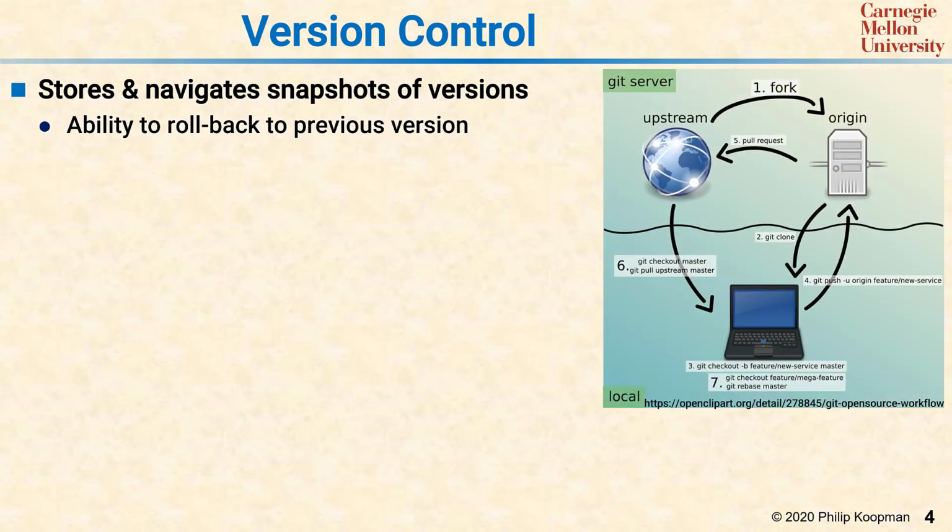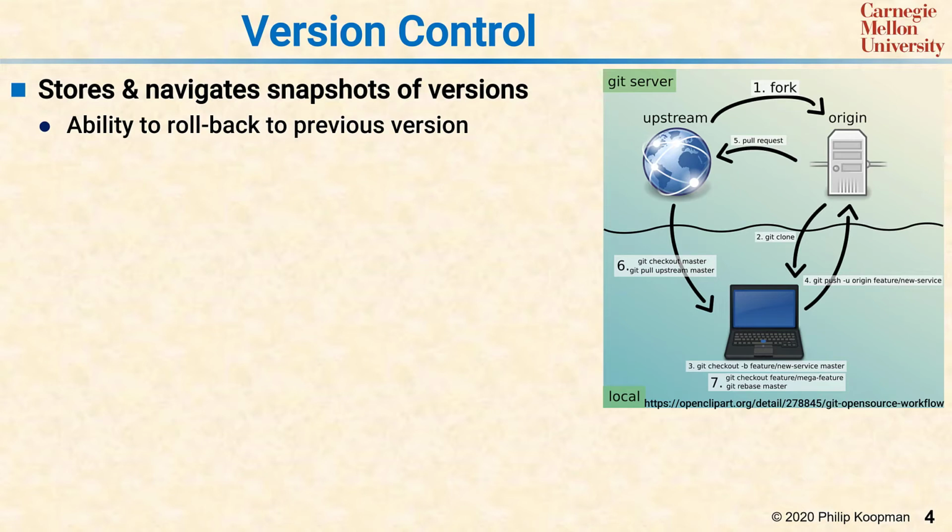Two related concepts are version control and configuration management. Let's start with version control. A version control system stores and navigates snapshots of different versions of the software. The idea is if you have a piece of software and you make a change, after you make the change, that's a different version than the one before the change. This is typically done at a much finer grain than releases of software, all the way down to individual changes.